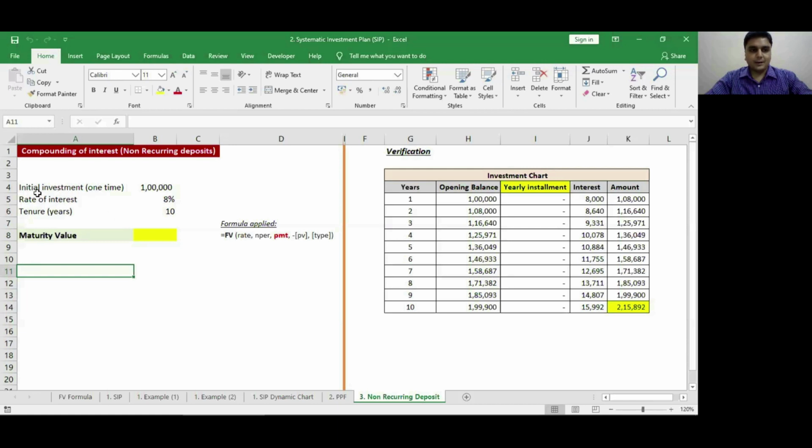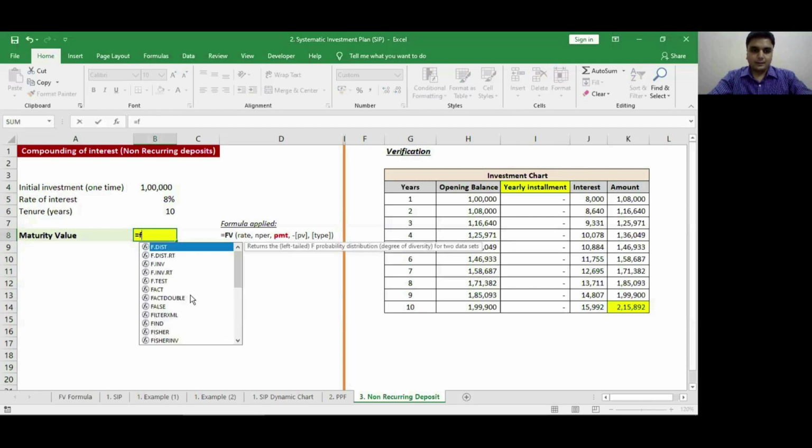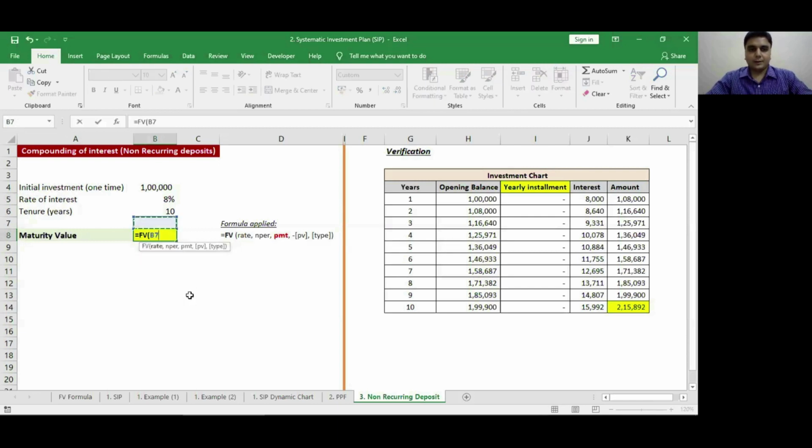So in this example, I've taken 1 lakh rupees as one-time investment. Rate of interest is 8%. Tenure is 10 years. So what will be the maturity value of my investment after 10 years? So I will use FV formula. FV, rate of interest is 8%. I will not divide this by 12 because this is on per annum basis. I'll put a comma. NPER stands for number of period, which is 10.